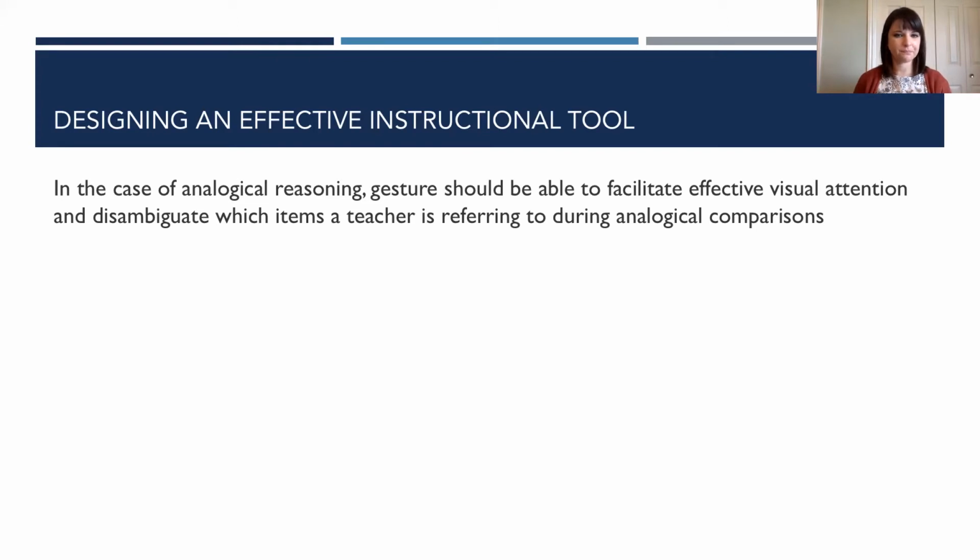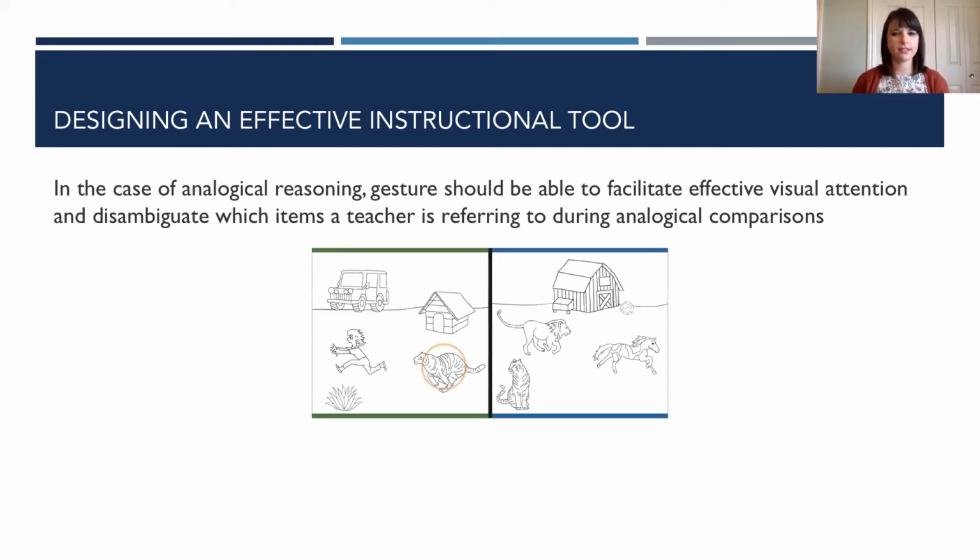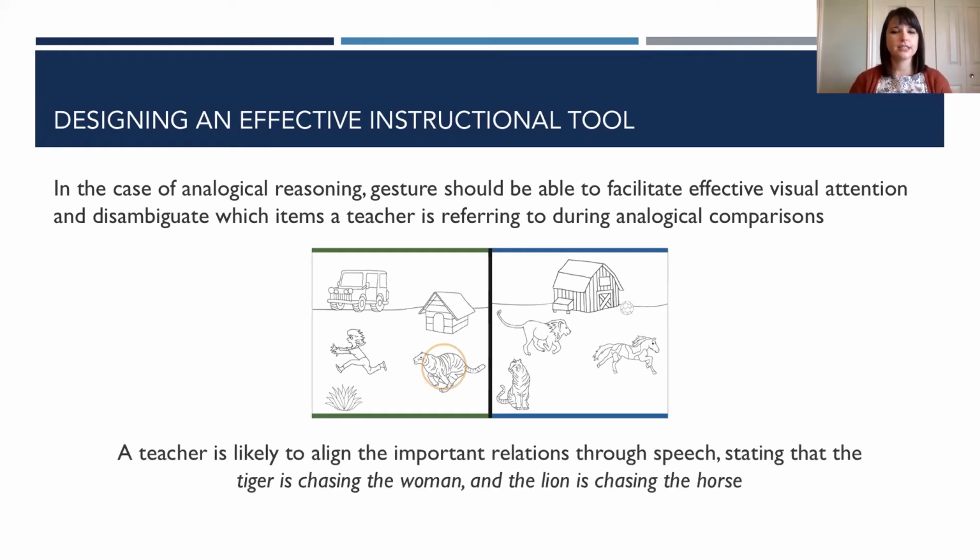so that children are going to focus on items and relations relevant to solving the problem at hand. So to flesh that out a little bit, take, for example, the scene analogy I showed previously. A teacher is likely to align the important relations through their speech, stating that the tiger is chasing the woman and the lion is chasing the horse. And this type of statement should orient children's attention to the items involved in the relation of chasing and facilitate that analogical comparison.